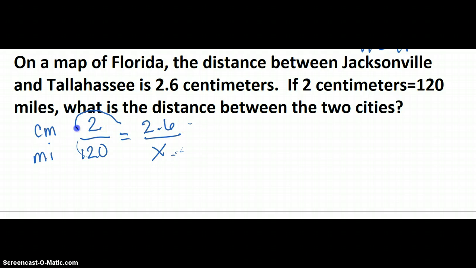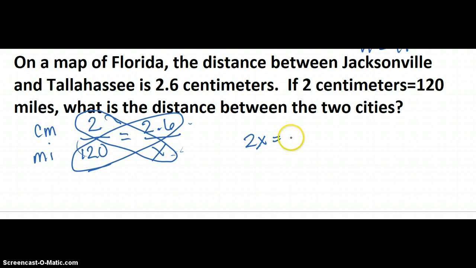Do you see that? That's what we're looking for, that distance for the 2.6. So I just use my cross products. And I get that 2x equals 312. This one's for you, Anna. Make sure you divide both sides by 2. X equals 156. Make sure you label your answer in miles.